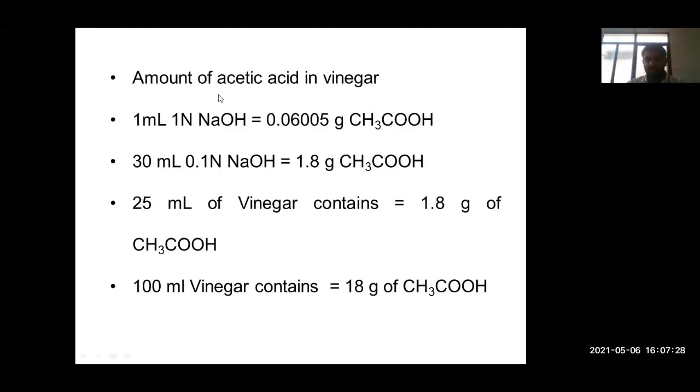By using the factor that 1 ml of 1 normal NaOH is equal to 0.06005 gram of acetic acid, 30 ml will equal 1.8 gram. That means 25 ml of vinegar contains 1.8 gram of acetic acid, and 100 ml of vinegar contains 18 gram of acetic acid. For 1 liter of that solution, by multiplying the factor, we came to know that it contains 180 gram of acetic acid.